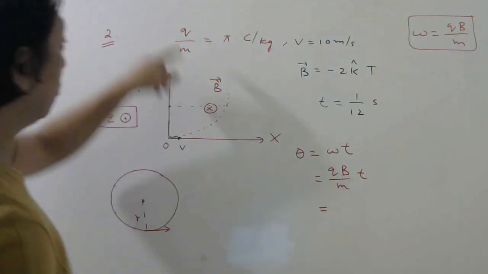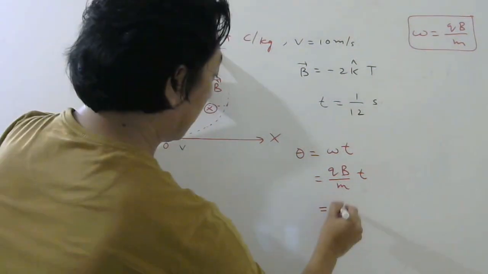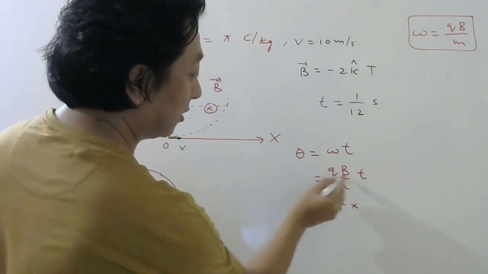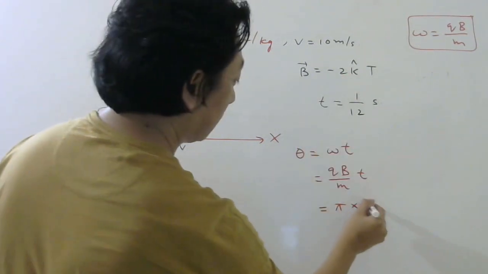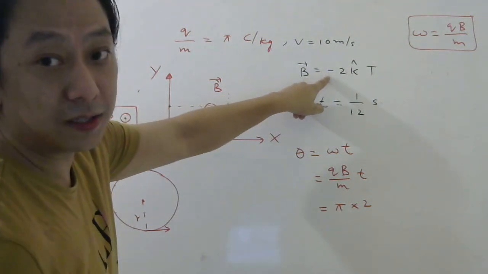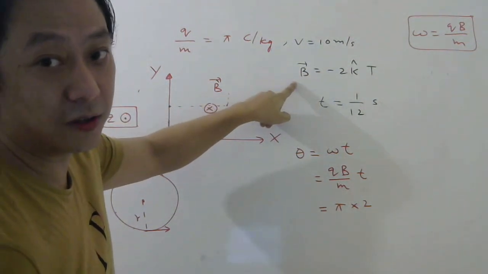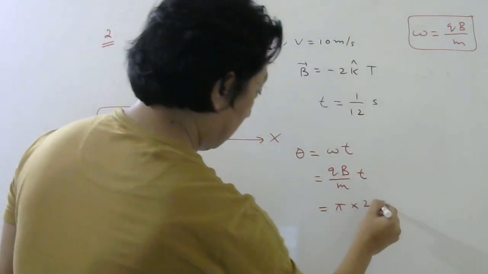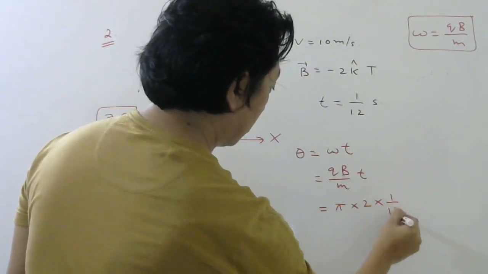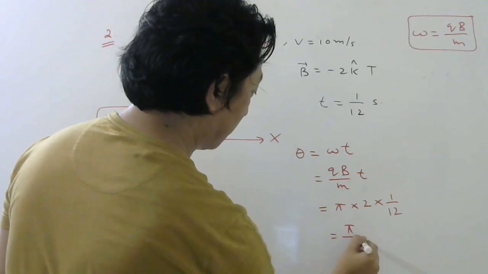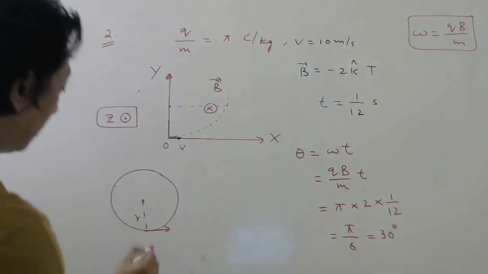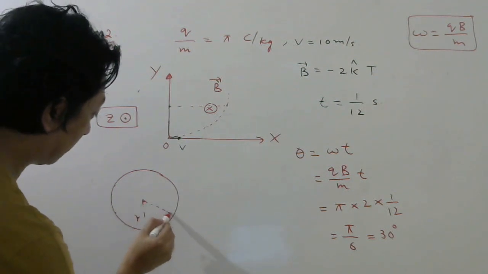What is the value of q by m they gave? Pi. So q by m is pi. The magnetic field, only the magnitude, is 2. No need to write minus. Minus is when you write the direction also. So the magnitude will be 2. Time taken is 1 by 12. So this will be pi by 6. Pi by 6 means 30 degrees. So this radius will turn by 30 degrees here.